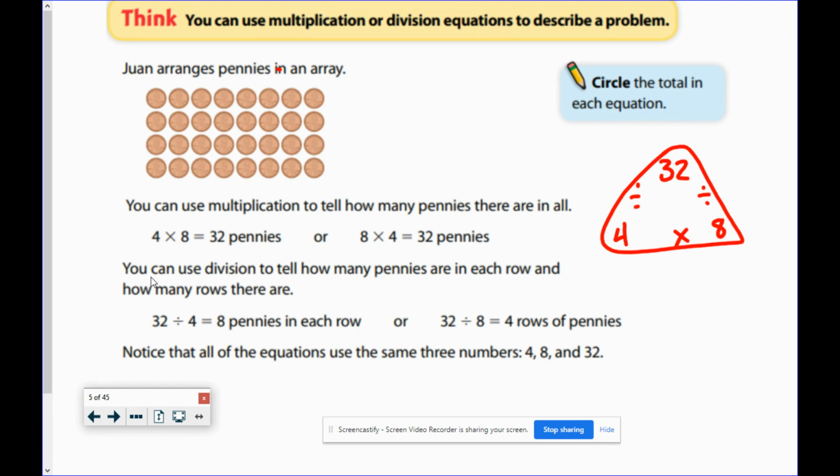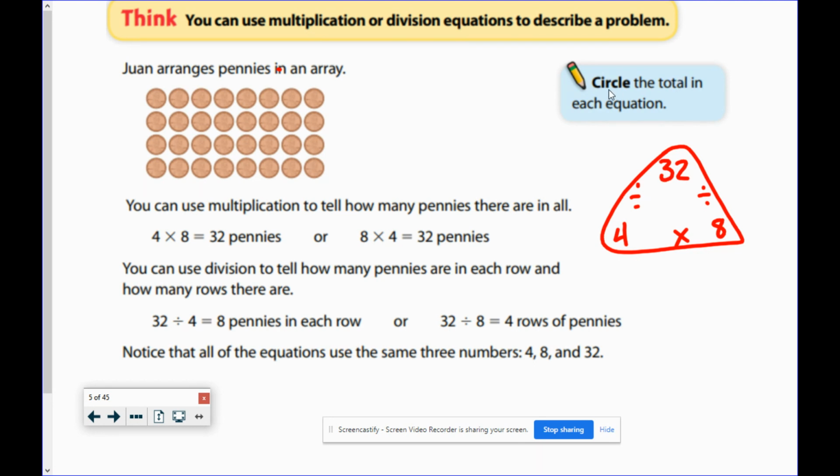We can use division to tell how many pennies are in each row and how many rows there are. 32 pennies put into 4 equal rows means there's going to be 8 pennies in each row. Or if we have 32 pennies and we put them in groups of 8, there's going to be 4 rows of pennies. Notice that in all of the equations, the same 3 numbers are being used: 4, 8, and 32. A lot of students remember the fact family triangle from primary school. 32 divided by 4 is 8, or 32 divided by 8 is 4. 4 times 8 is 32. 8 times 4 is 32.